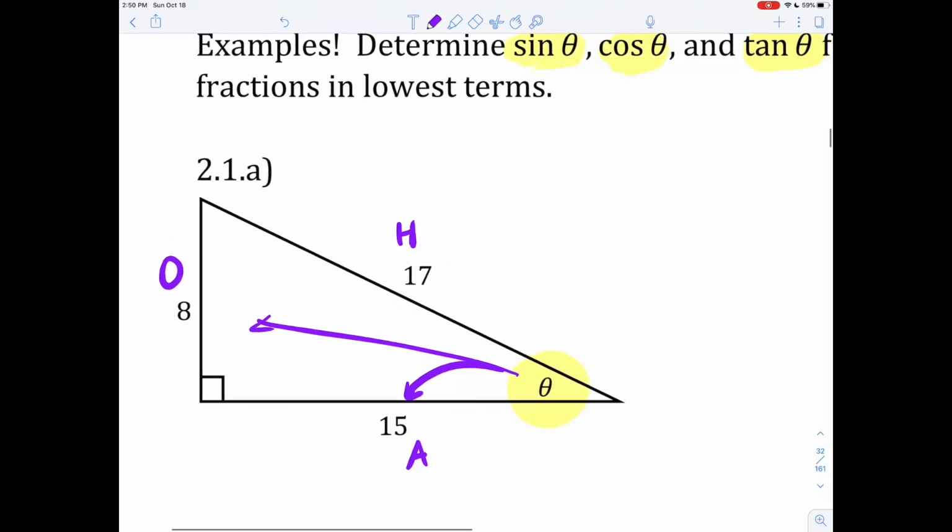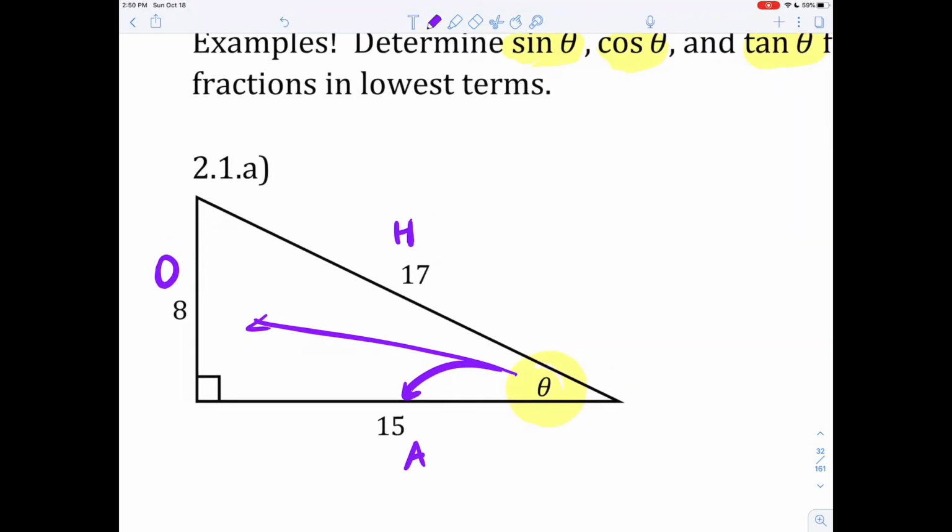All right. So according to SOHCAHTOA, I know that sine of theta is equal to my opposite over my hypotenuse. Well, in this case, my opposite is 8, my hypotenuse is 17. So I could say sine of theta is 8 over 17. That can't be reduced because 8 and 17 don't have any common factors.